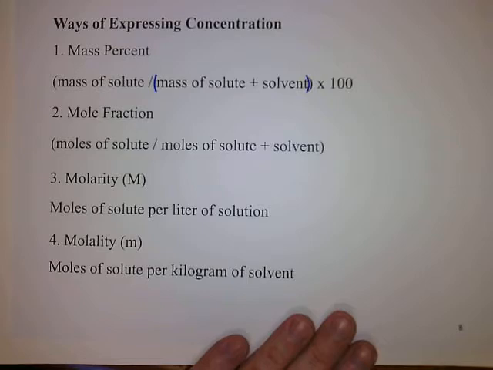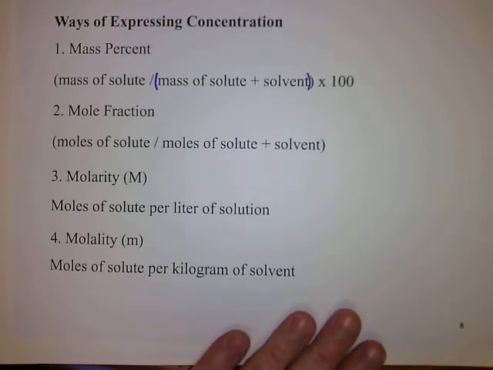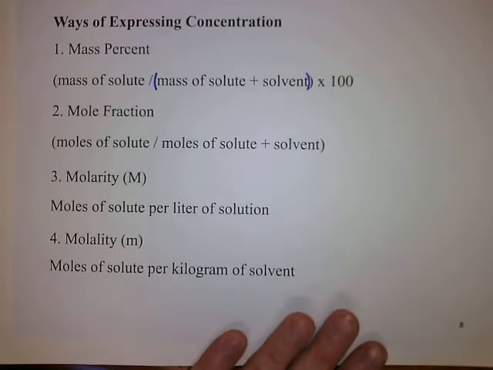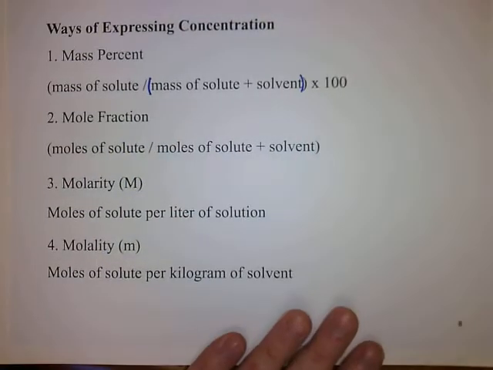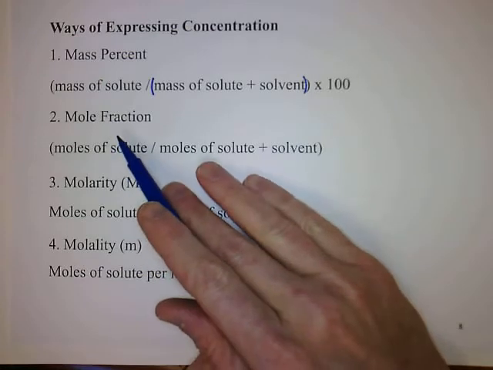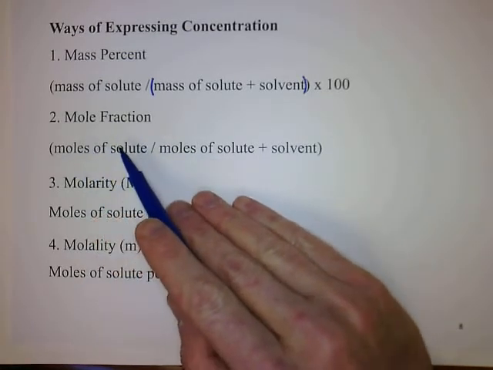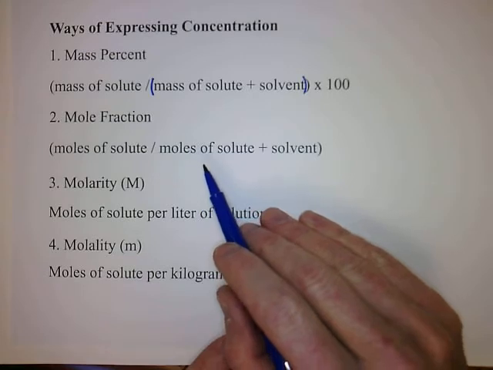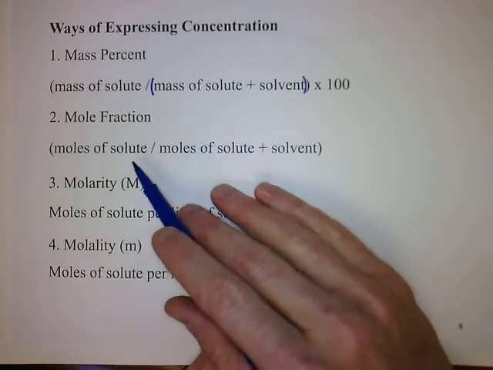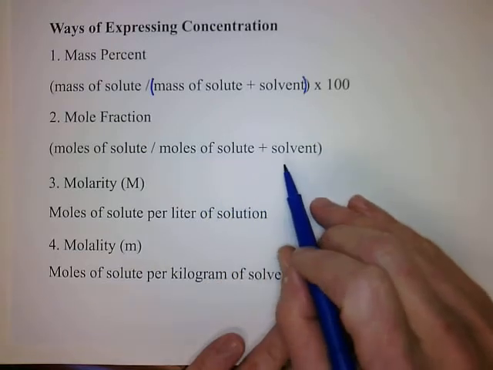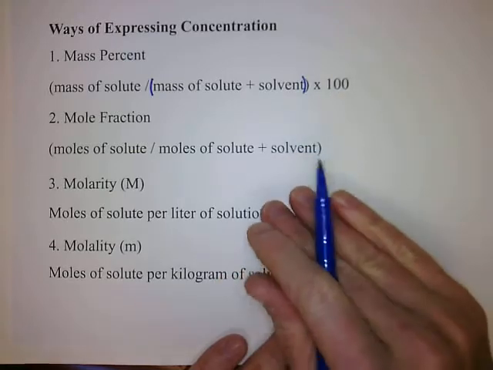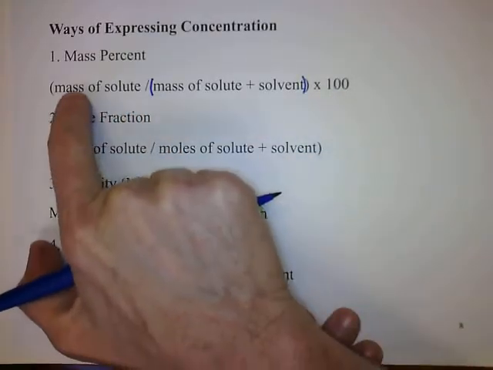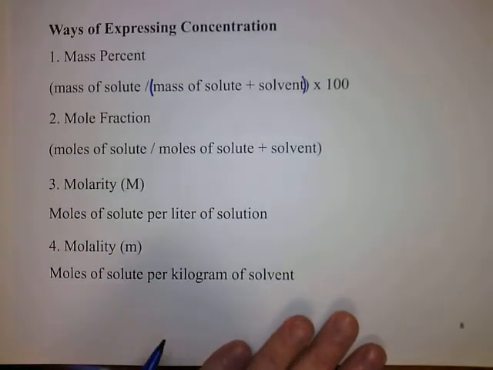Mole fraction is almost the same thing, except there are two differences. It's moles instead of mass, and we don't multiply it by 100 to convert it into a percent. It's left as a fraction. So mole fraction is the moles of solute divided by the total moles. That would be moles of solute divided by moles of solute plus moles of solvent. So almost the same, well, not really the same thing at all. But this is mass, and this is moles.